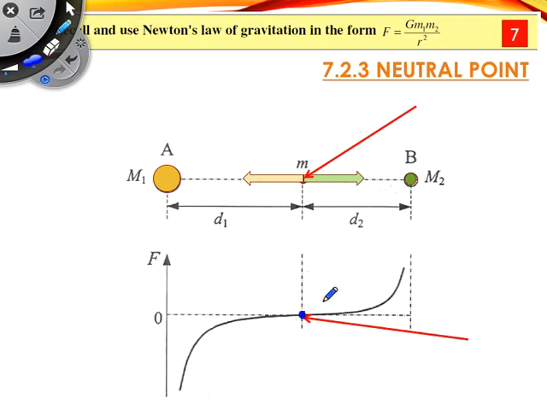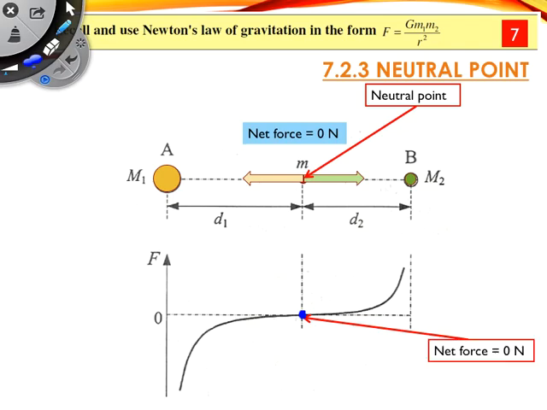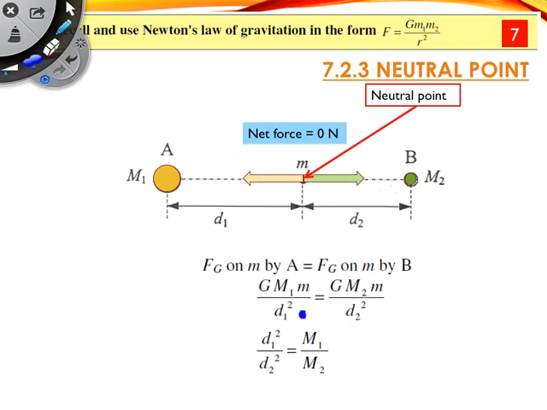Okay, we'll try an example. I think there's a simple one there. So what's the equation that we're dealing with? I can write Fg on m by A equals Fg on m by B. Then just write the two equations out. So this is Gm1 over m over d1 squared equals Gm2 over m over d2 squared. Make the necessary cancellations and you're left with this. No need to memorize this equation, just prove it on the spot.